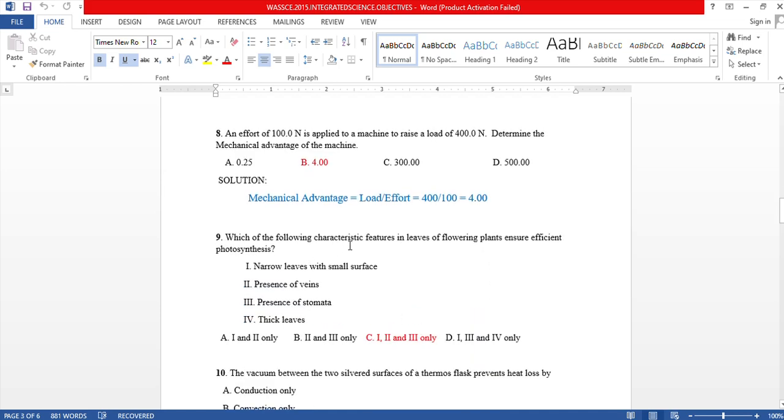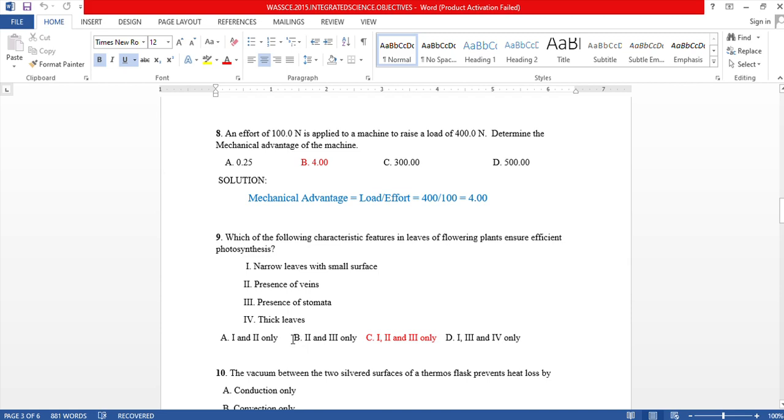Okay, now which of the following characteristics features in leaves of flowering plants ensure efficient photosynthesis? The narrow leaves with small surface, presence of veins, presence of stomata, thick leaves. Alright, so you realize that it's B.